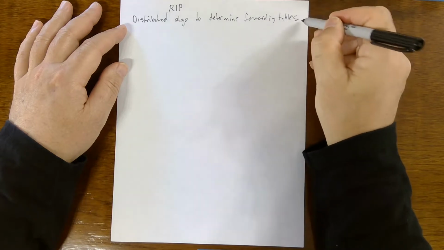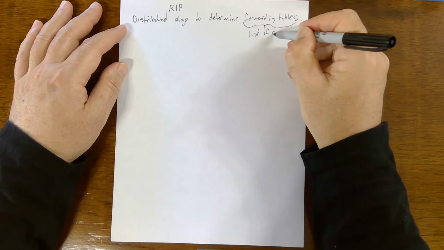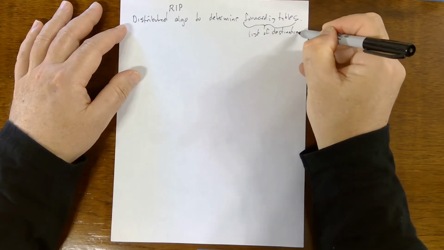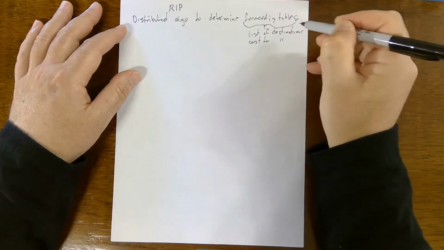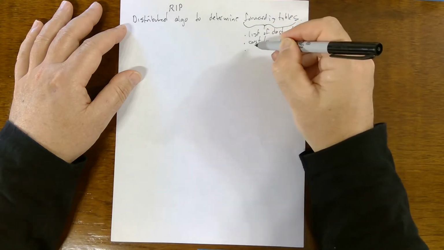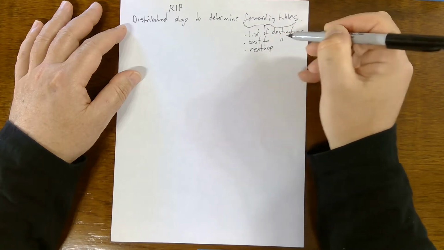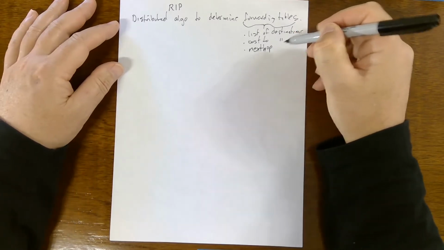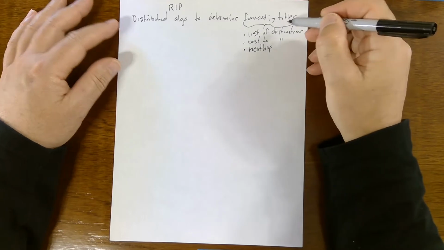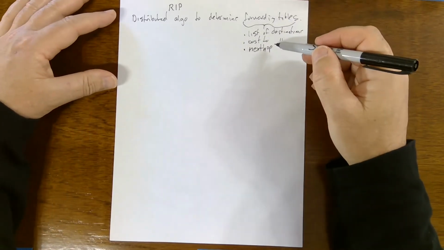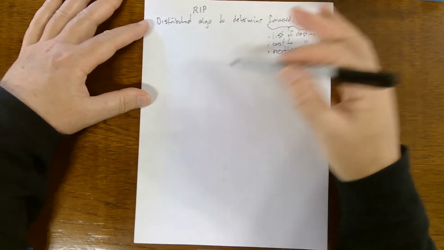Okay, so a forwarding table is a list of destinations, costs to each destination, and what's called the next hop, or you could say the first hop, the first place you have to go to get to that destination. That's a forwarding table. We did that in Dijkstra's algorithm, in another video.